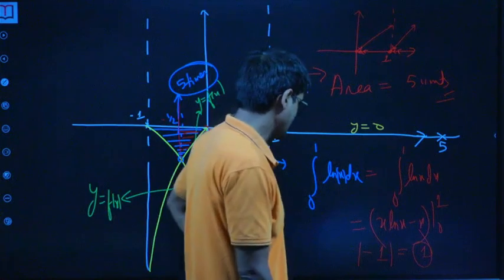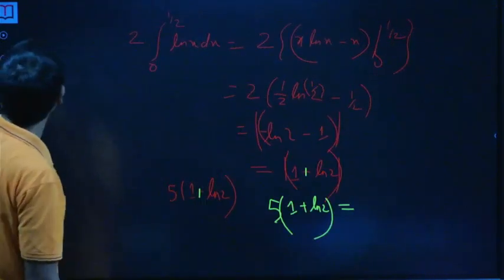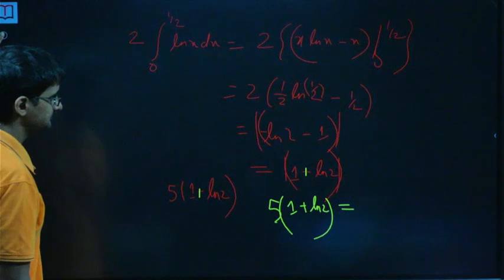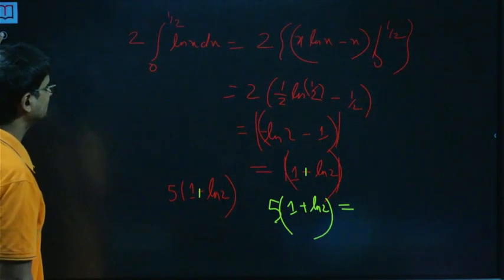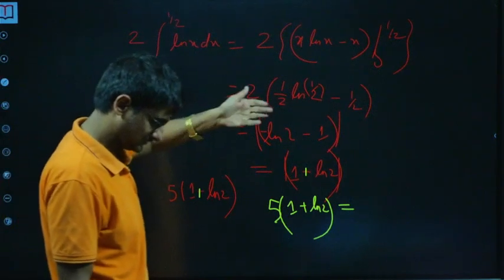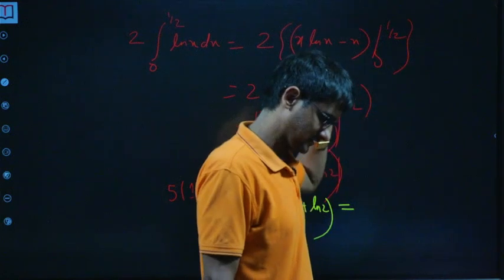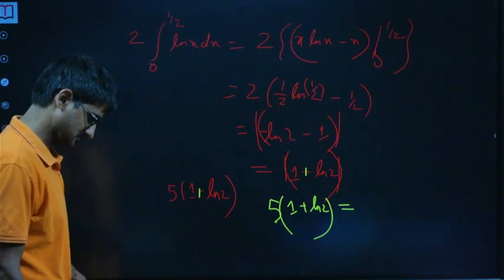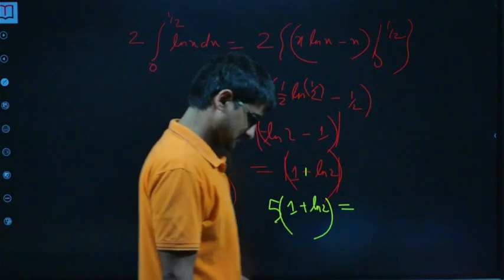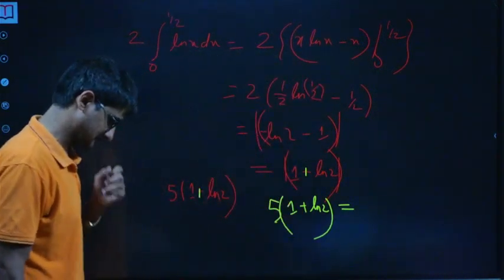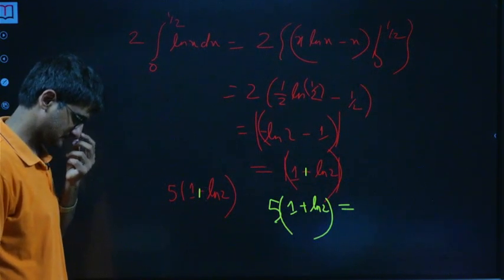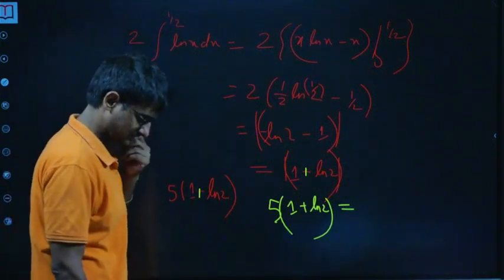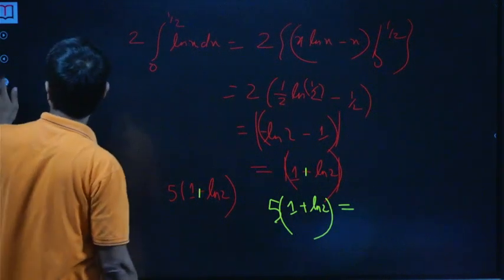I mean, okay, if anyone figures out the mistake, or there might be a mistake in the options also. I don't think there is any mistake in the calculation, isn't that so, students? 0 to half, half to 1, ln x. Okay, wait. Okay, just a minute.